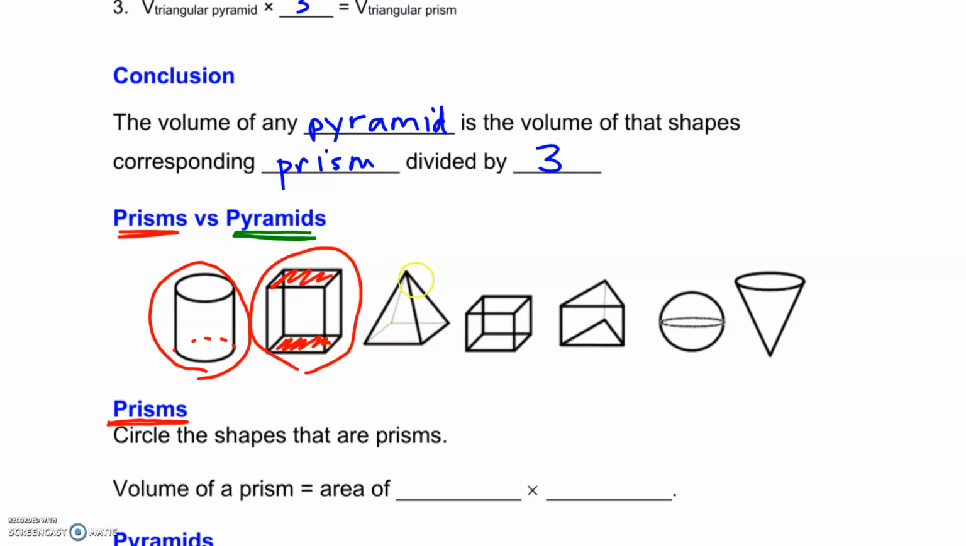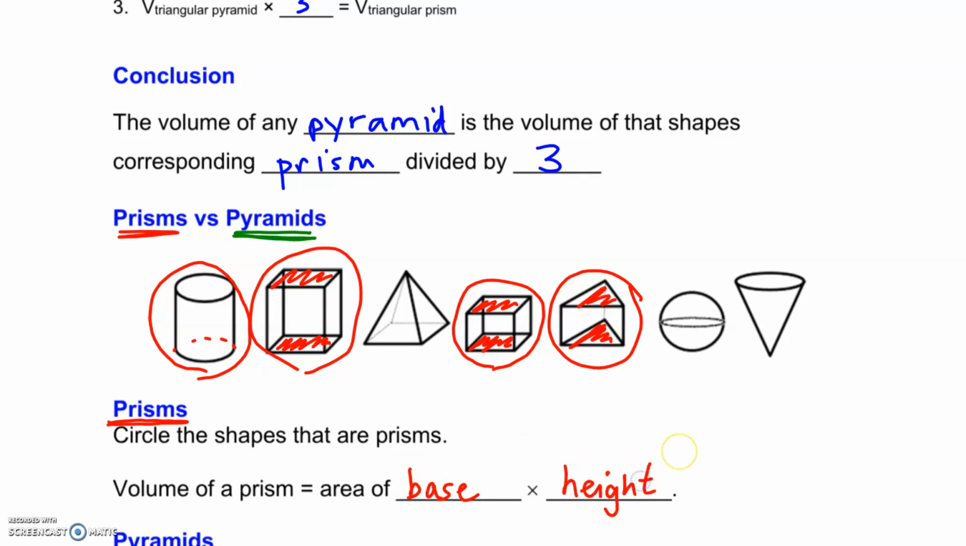Here I have a square bottom, but I don't have one on top, so that's not a prism. Here I have a rectangular base and a rectangular top, so that's a prism. Here I have a triangular base and a triangular top, so that's a prism. Here I don't have a base or a top, so that can't be a prism. And this only has a top, no base, so that can't be a prism. So we circled all the shapes that are prisms, and the volume of the prism, remember, was area of the base times the height.